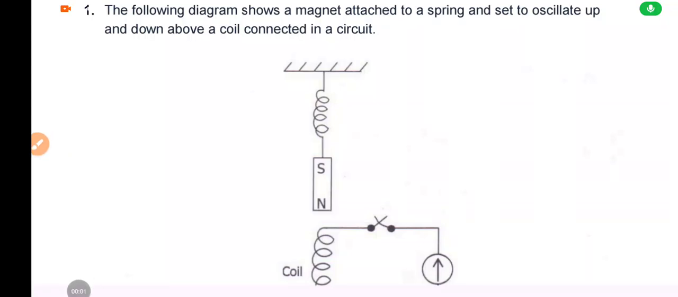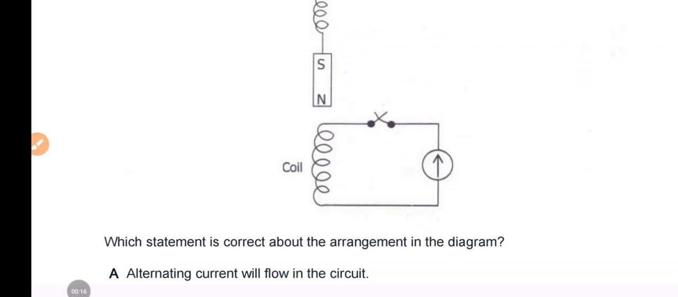Lesson where I'll be answering questions on the topic of electromagnetic induction. Question 1 says the following diagram shows a magnet attached to a spring and set to oscillate up and down above a coil connected in a circuit. Which statement is correct about the arrangement in the diagram?